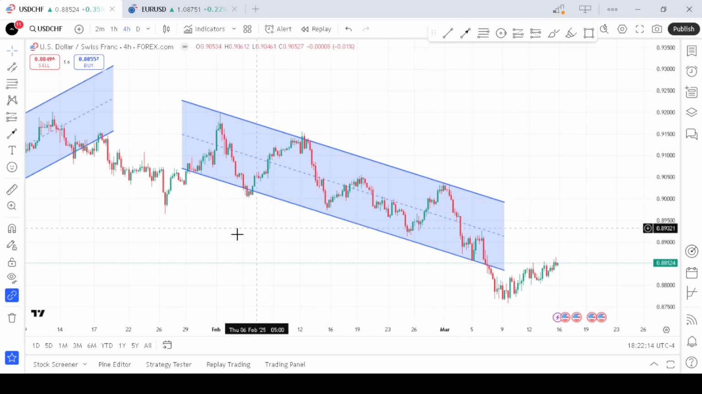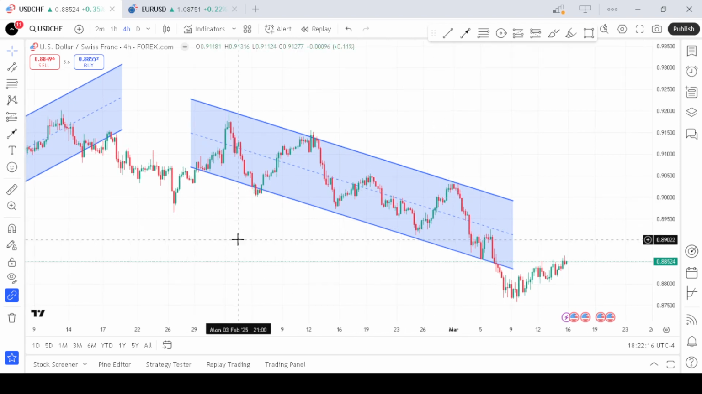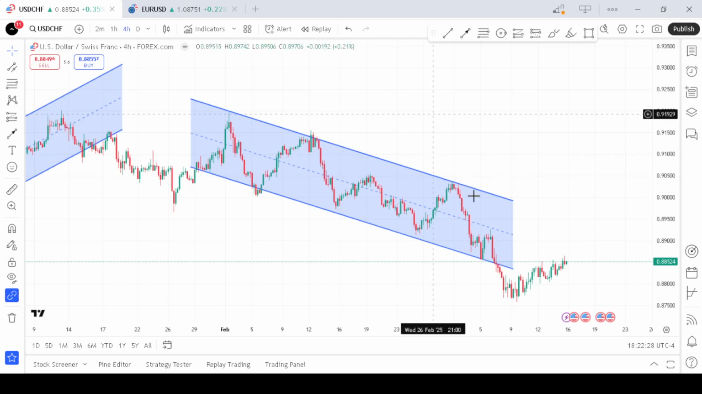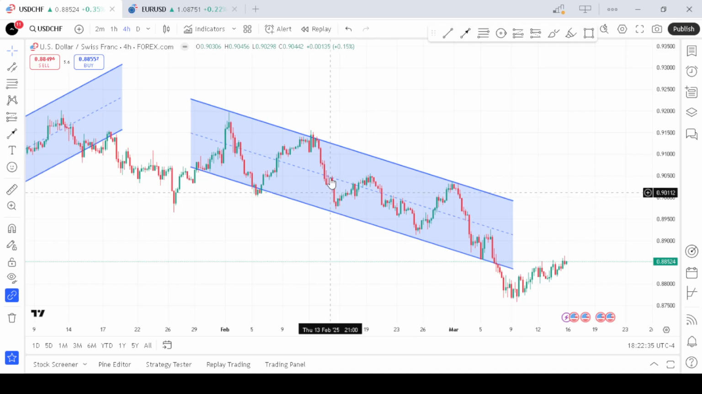It is also important to pay attention to the slope of the channel. A steep slope often indicates strong momentum, while a shallow slope suggests a weak trend. Additionally, watch out for breakouts beyond this channel pattern. Like you can see, a breakout to the downside in this area. You have to watch out for breakouts because they can signal a shift in market direction.